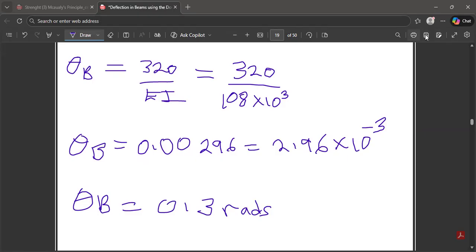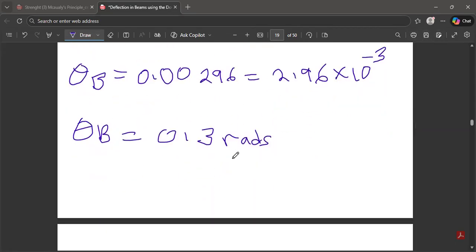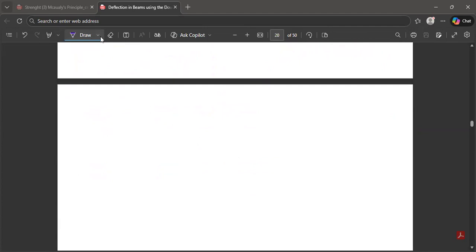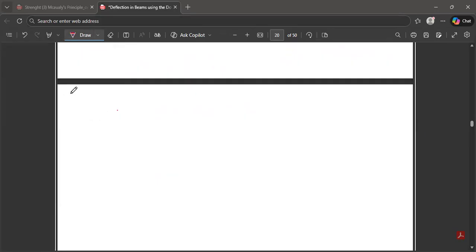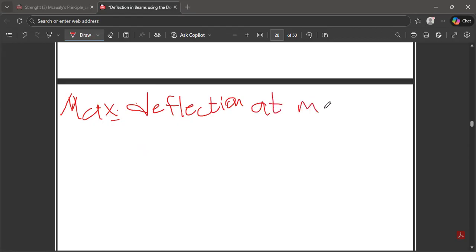So for a simply supported beam, since we said that there is no deflection at the support, you should know that deflection is definitely going to be at the midspan of the beam, because that is where the load is. Yes. So we want to calculate the maximum deflection at midspan, and then we wrap up for the day. So this is the maximum deflection at midspan.